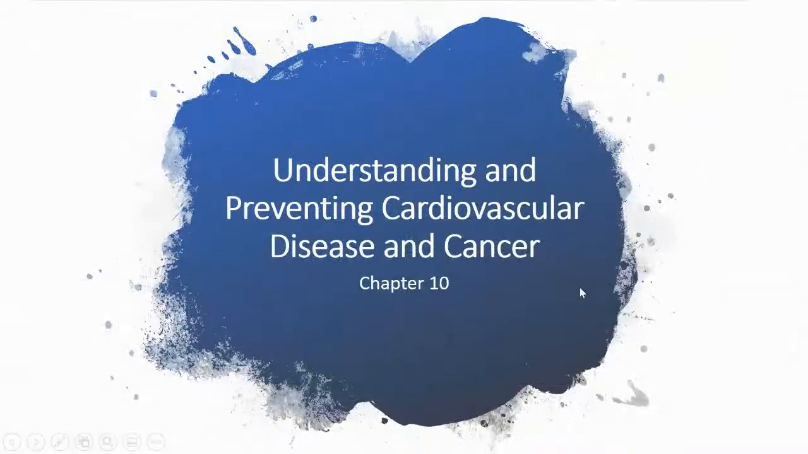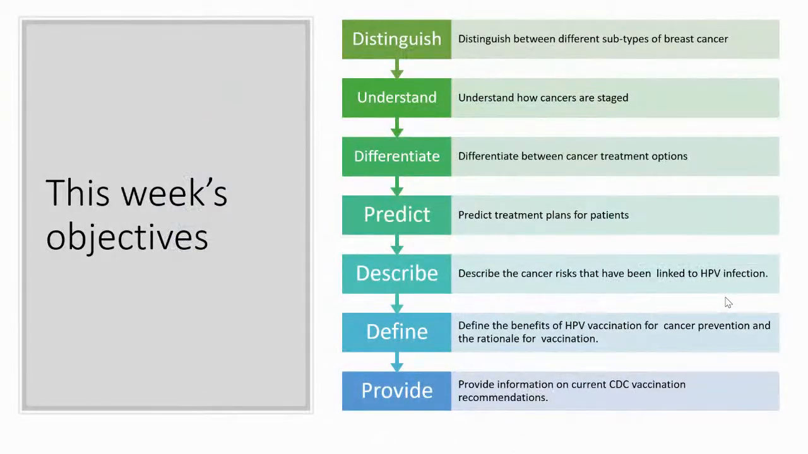This week, we're going to be talking more about cancer, which is related to chapter 10 in your textbook. This week's objectives include being able to distinguish between different subtypes of breast cancer, understanding how cancers are staged, differentiating the different cancer treatment options, predicting treatment plans for patients, describing the cancer risks that have been linked to HPV infection, defining the benefits of HPV vaccination, and providing current information from the CDC on vaccination recommendations.